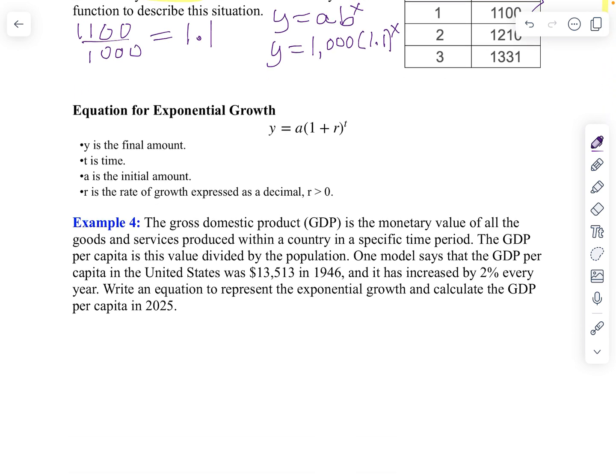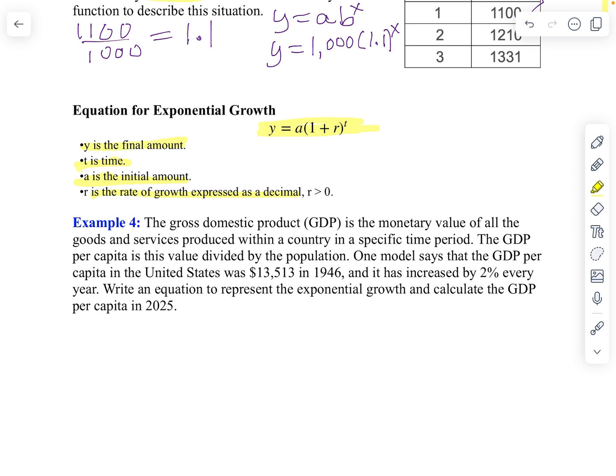Now we have a general formula for exponential growth, and it looks like this. Kind of looks the same. Notice it's 1 plus r because we're growing. 1 would be the 100%, and we're going to grow it. So I'm going to write my rate as a decimal. I'm going to change my percent to a decimal. Remember, we moved over 2 places. A is my initial amount, T is my time, and Y is my final amount.